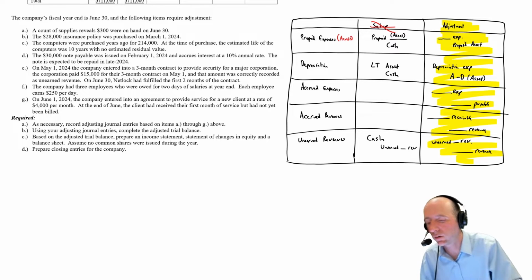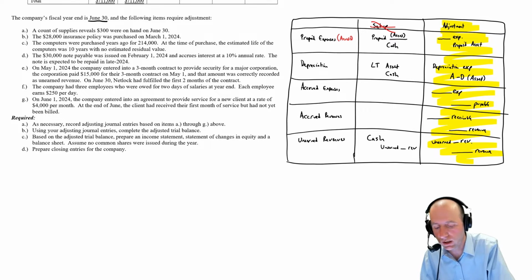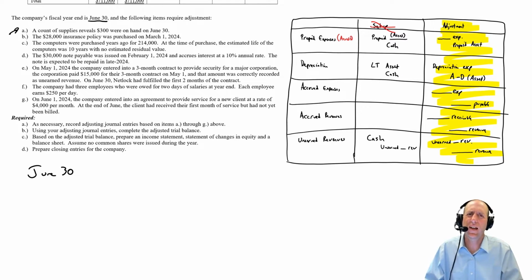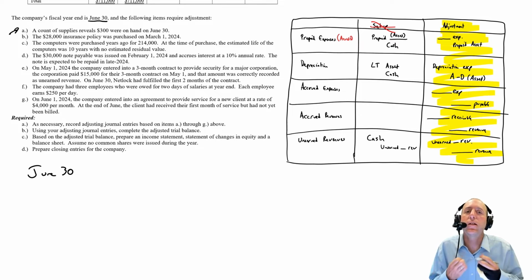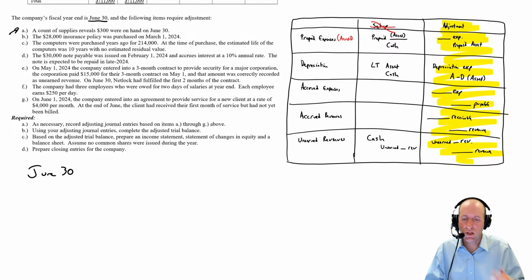So let's look at the first one, A. A says, a count of supplies reveals that $300 of supplies are on hand on June the 30th. Again, all of our adjustments are going to be dated June 30th. So this is part A. Let's do June 30th, and we're doing the journal entry for this one. So we have $300 worth of supplies on hand. Well, that's fine, but remember what we're interested in. These supplies are prepaid, so we're looking at the top column there. We're interested in how many dollars worth of supplies we used up, or how many dollars we need to expense.